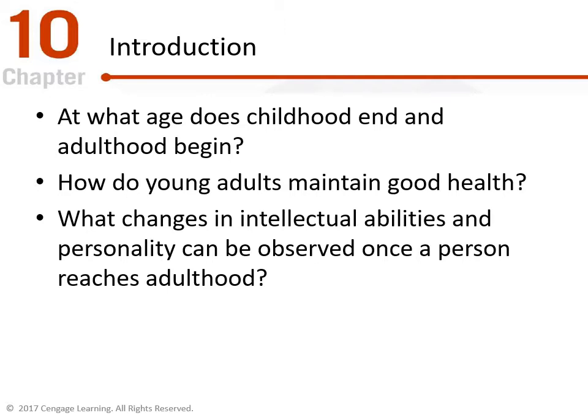So, we'll discuss what age childhood ends and adulthood begins, and how young adults maintain good health. How do we carry over those habits? And what changes in intellectual abilities and personality can be observed once a person reaches adulthood? We're going to talk about those changes and what makes it different. What does being an adult mean? What are the clarifications in the specifics? So we're going to dive into that now.